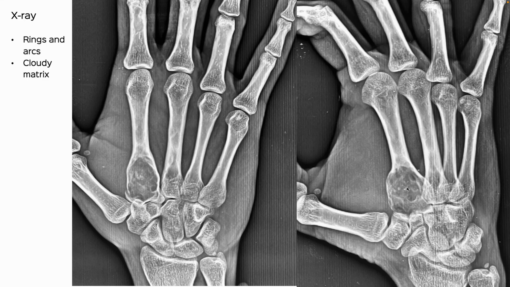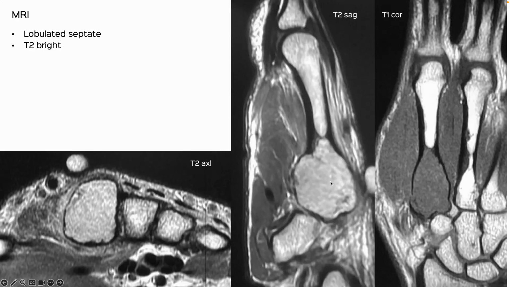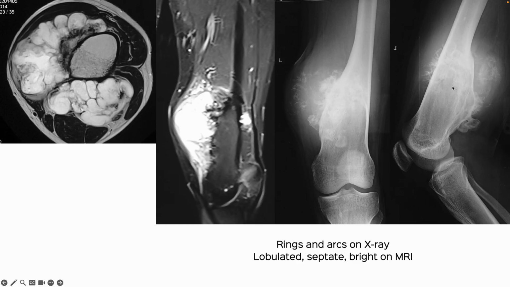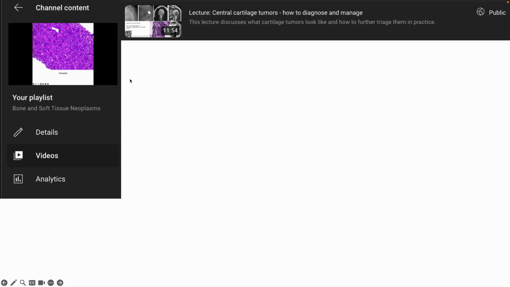So very quickly, what does cartilage look like? You get these rings and arcs appearance and a cloudy matrix on X-ray. On MR, we get this lobulated T2 bright septate appearance and this nodular peripheral enhancement with central puddling in. You can see the rings and arcs on the X-ray. You can see the lobulated septate in this phalangeal enchondroma. And in this chondrosarcoma in the femur, you see the rings and arcs. This is an osteochondroma with secondary chondrosarcomatous change and the T2 lobulated septate appearance beautifully seen on this axial study.